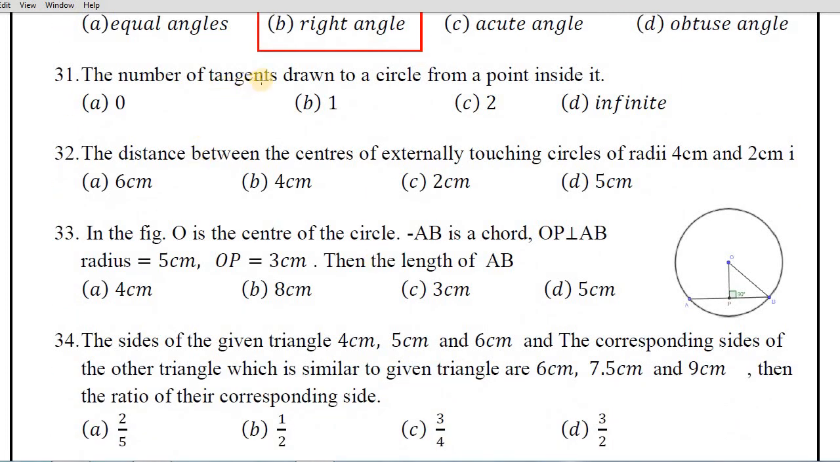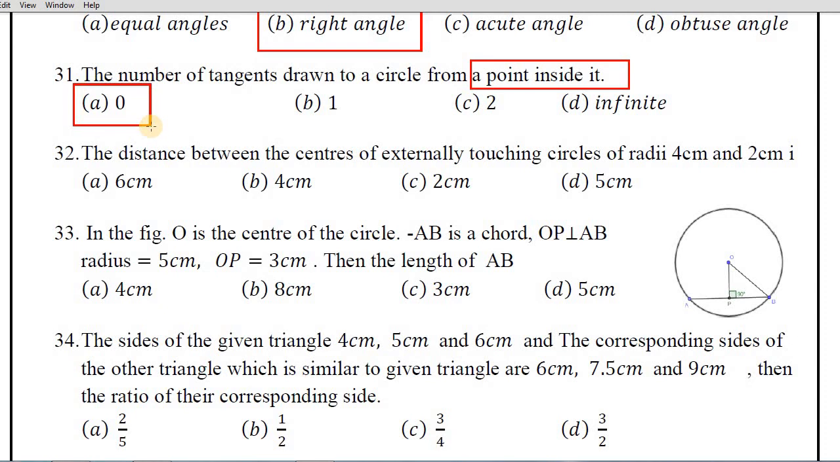The number of tangents drawn to a circle from a point inside it. See, the point is not external, the point is internal. Inside the circle there is a point. So from an inside point you cannot draw any tangent to a circle, and 0 tangents can be drawn. I repeat a few statements here, children. When a point is external, 2 tangents can be drawn.